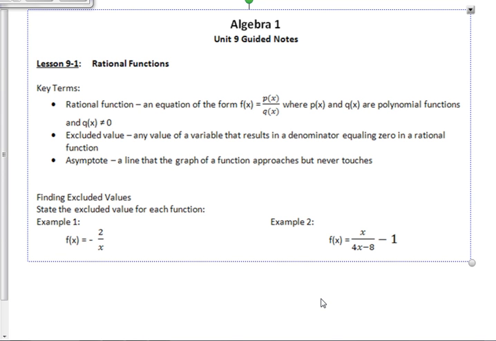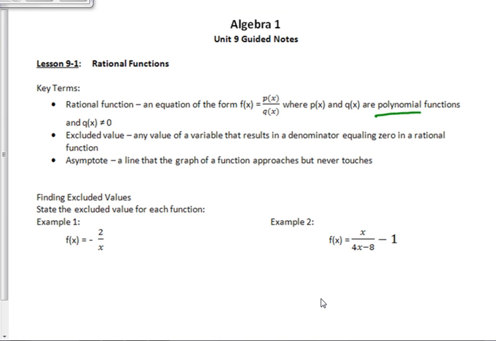9.1 covers rational functions. The key vocabulary here is a rational function. Basically, a rational function is when you wind up with x in the denominator of some type of polynomial format, whether it be a monomial, a binomial, a trinomial. When you have a rational function, the big thing here is your Q(x).